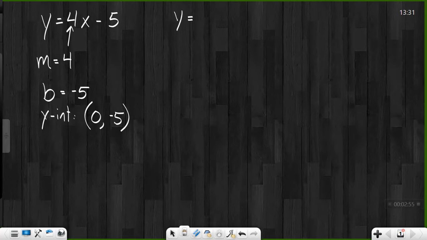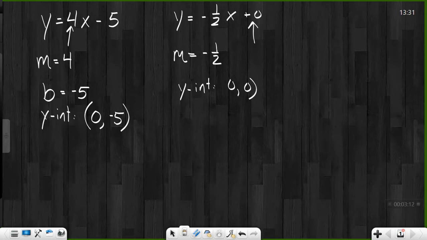What if I asked for the equation y equals negative 1/2 x? Well, you'd say my slope is negative 1/2. It's the number in front of x. What's my y-intercept? Well, I'd look here for the constant. In this case, I'm not adding anything, or in other words, I'm adding 0. So my y-intercept would be 0, comma 0.